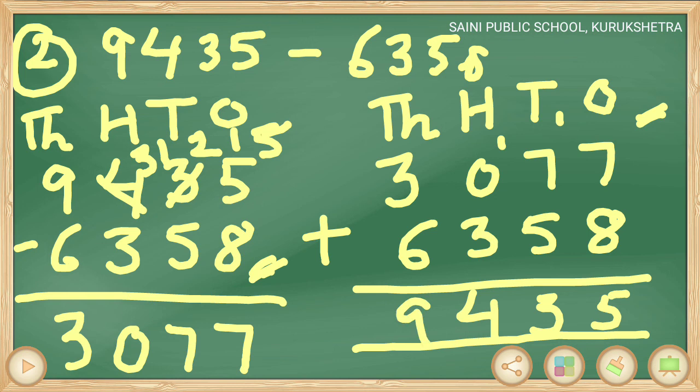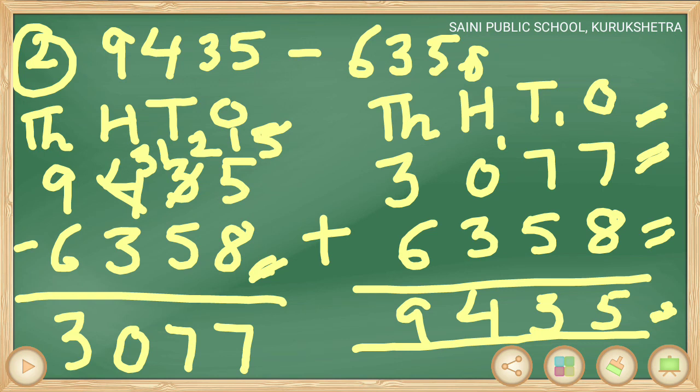So our answer is 9435. It means our answer is equal to the bigger number, that is 9435. When we are adding the difference to the lower number, we are getting a number which is equal to the bigger number. It means our subtraction is right.